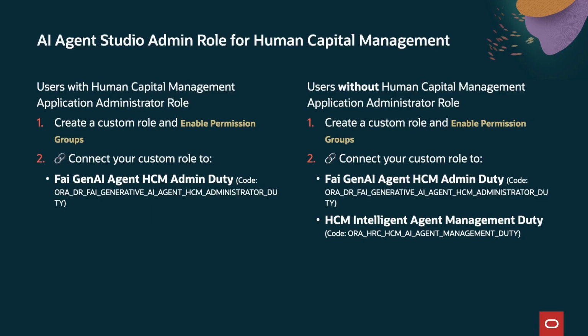So if you already have that role assigned to you in Security Console, you can create a custom role. This is the easiest way to isolate the changes you're doing right now and enable the permission groups. I'll show you the screenshot in a minute. And then the easier way is to just grant this custom security role to the end user. So enable the permission groups, and there's a duty role called Gen AI HCM admin duty role. That is the one that you will tie to that custom role on the left hand side.